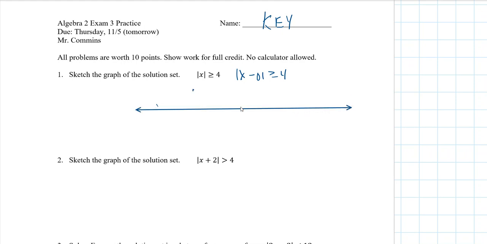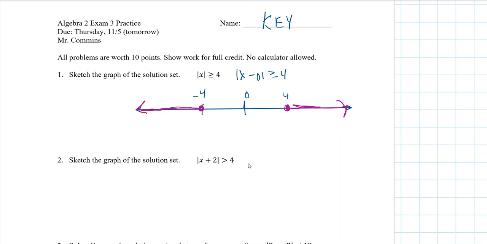there is 0, and 4 units that way, there's 4. 4 units that way, that's minus 4. And so the points that are 4 or more units away from 0 would be everything out here or everything over here, including the endpoints.